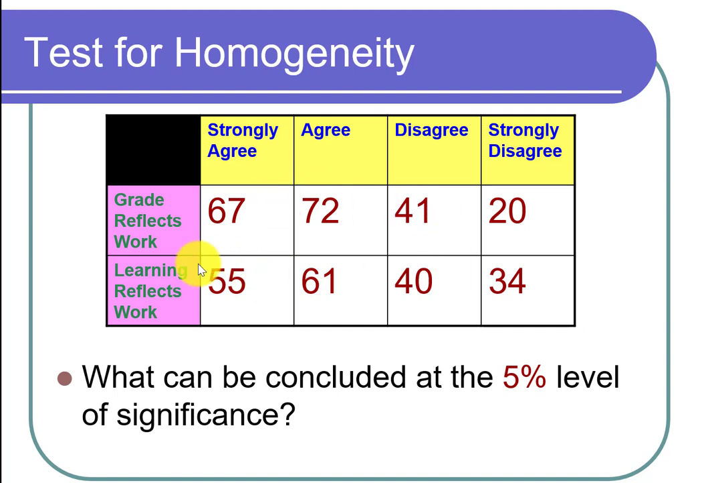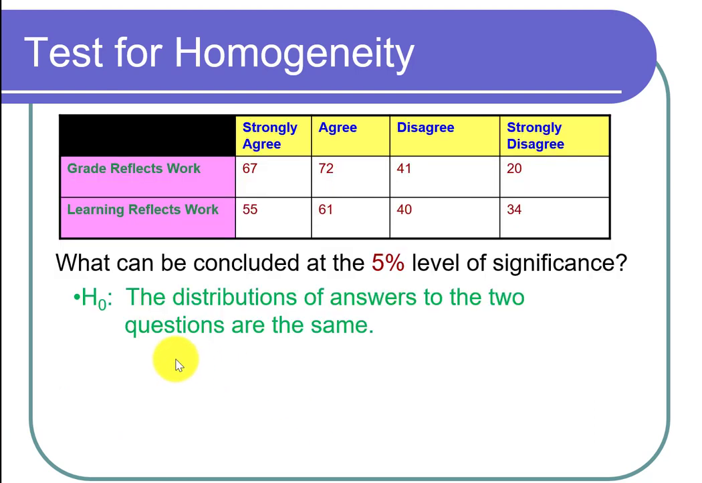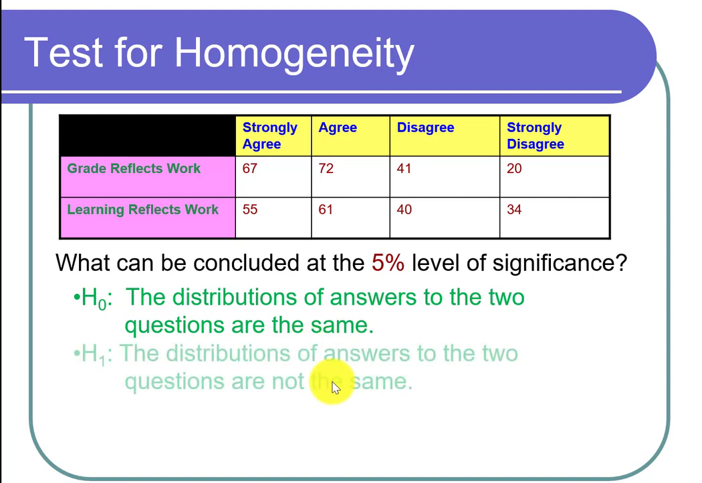You want to say, well, are they the same distribution or do they differ from each other? And that's what we're interested in. So what can be concluded at the 5% level of significance? As you're used to, let's write down the null hypothesis: the distributions of answers to the two questions are the same. And the alternative hypothesis is the distributions of answers to the two questions are not the same. They have different distributions. That's all there is to it.